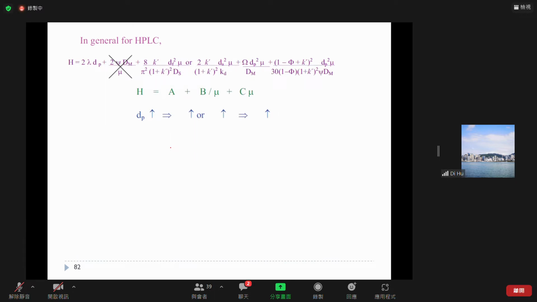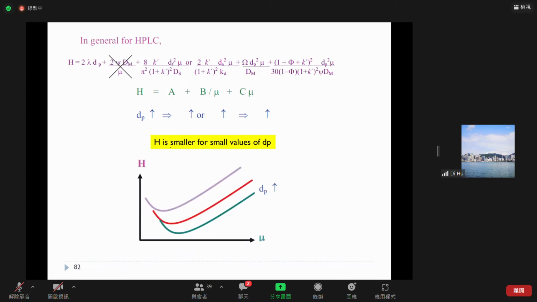So when particle diameter increases, let's fill in the blank. What happens? With this, the A term increases, okay? And also the C term increases. Therefore, H increases, right? That's true, okay? And that's why the plate height is smaller for smaller values of dp.